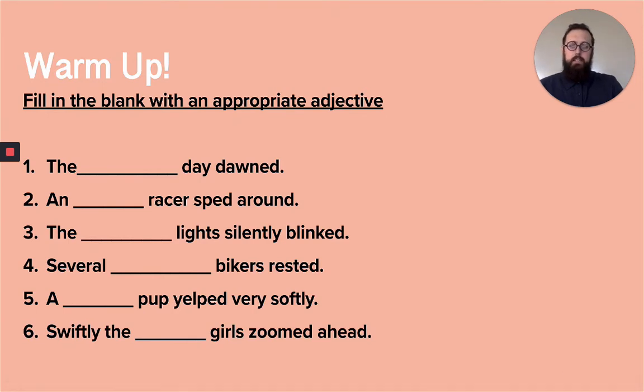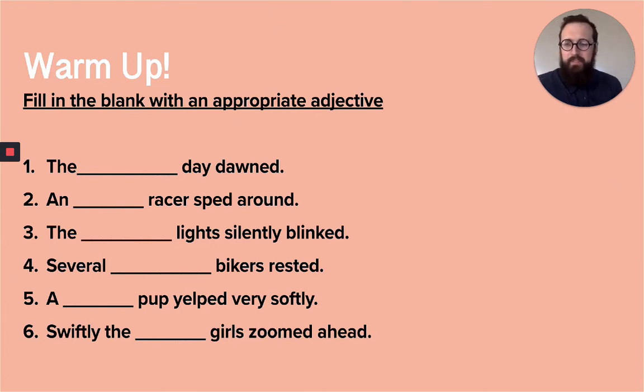Number 3, the blank lights silently blinked. The blank lights silently blinked. Go ahead and take a second. Think about it. All right, I'm going to read the sentence. You go ahead and say it. The lights silently blinked. Zoe, that one was incredible. Well done. All right, number 4, several blank bikers rested. Think about it for a second. All right, and go ahead and say it out loud as I read the sentence. Several bikers rested. Peter, that was a good one.